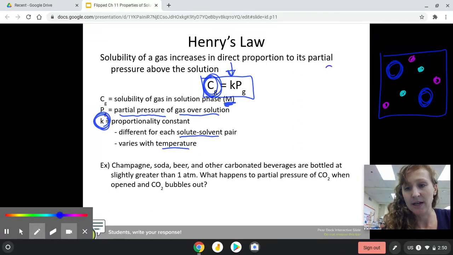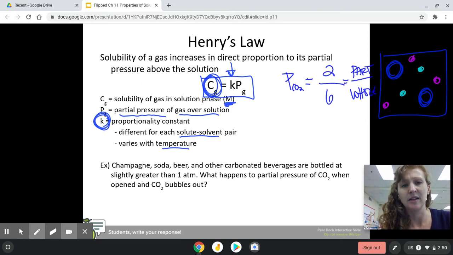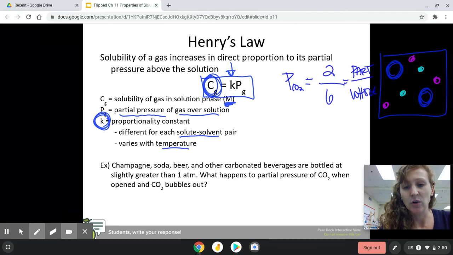Okay, so if we want to know the partial pressure of carbon dioxide, we would take the part that is carbon dioxide, which in the drawing that I just made, it was 2 parts carbon dioxide, over all of the parts. So how many parts did I draw in there? 6? 2 over 6, right? So this would be the partial pressure of carbon dioxide in the example that I just gave you. It's a part over a whole. And we've seen this before. We saw this, I think, in our first unit. It's a percent composition.